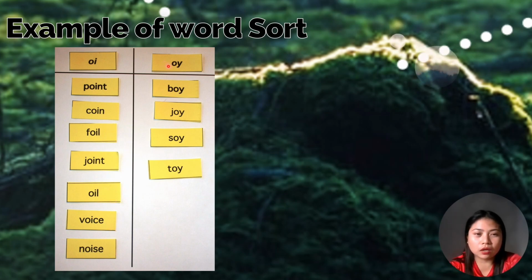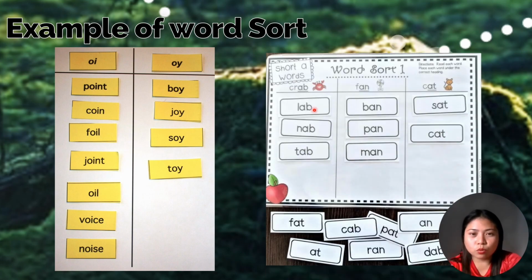While the OY letters, we can see it here at the last part of the word, which is boy, joy, soy, and toy. Now, let's look at another example here. The word AB, which is lab, nab, tab. If AN, it is ban, pan, man, while AT is sat and cat, and so on.